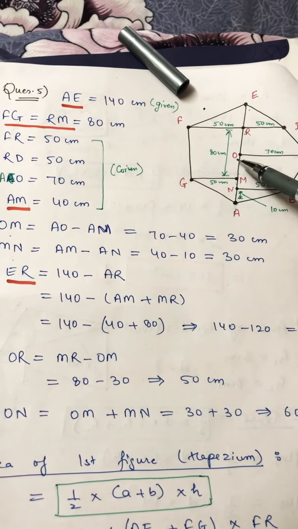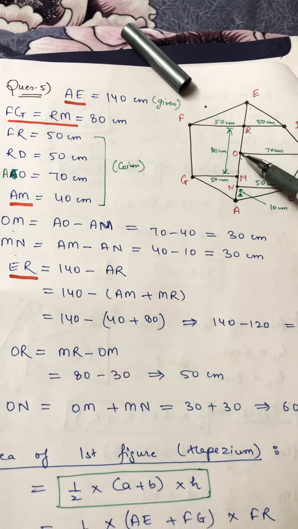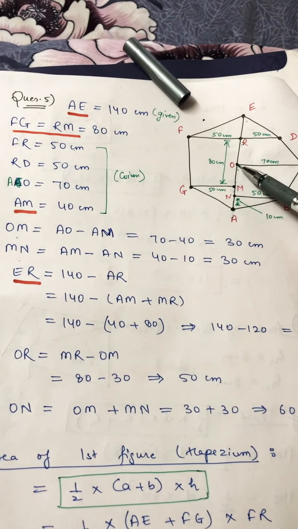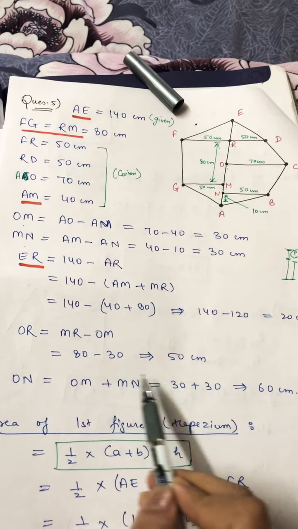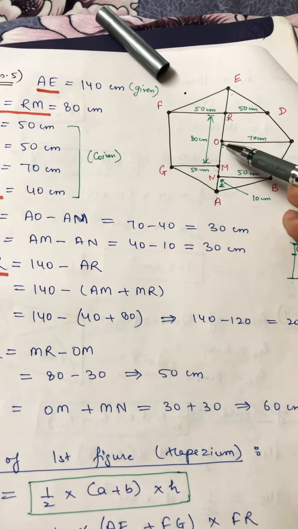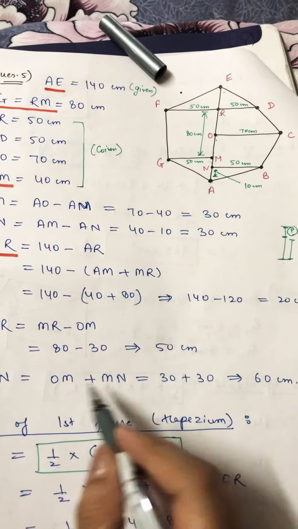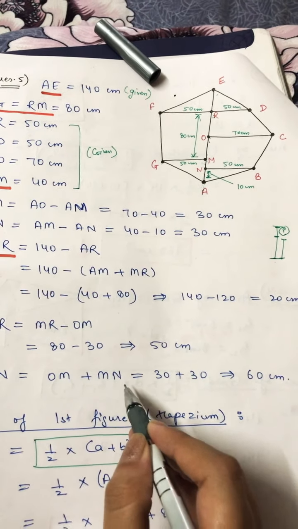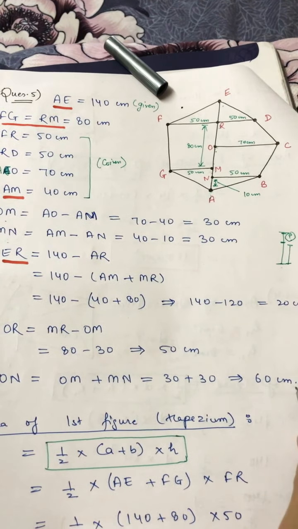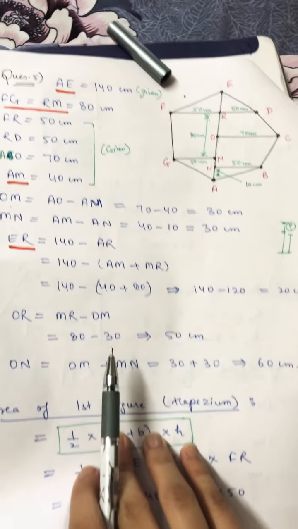OR is equal to MR minus OM. MR is given, OM also you have taken out. Now you can take out the answer of OR from here. It is 50 centimeter. Now what is ON? ON is equal to OM plus MN. Both you know, the value of OM and MN. Put the value and find out the value of ON. It is equal to 60 centimeter. These all are the things that you have to take out first of all.